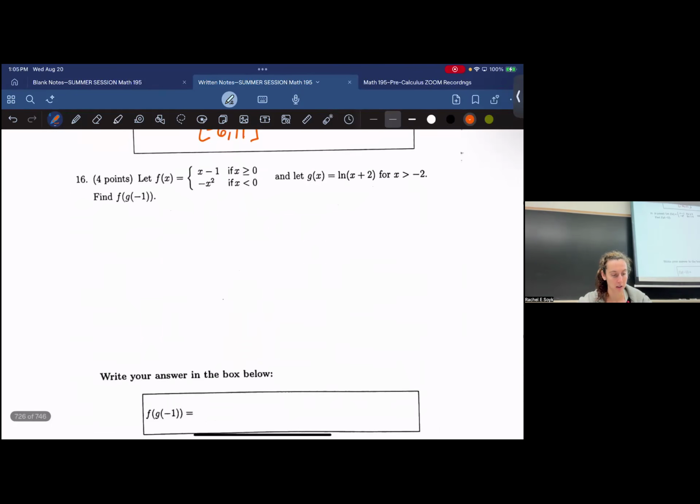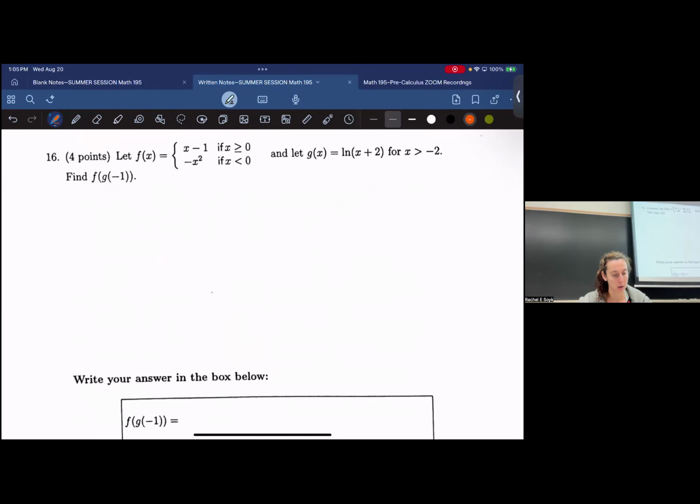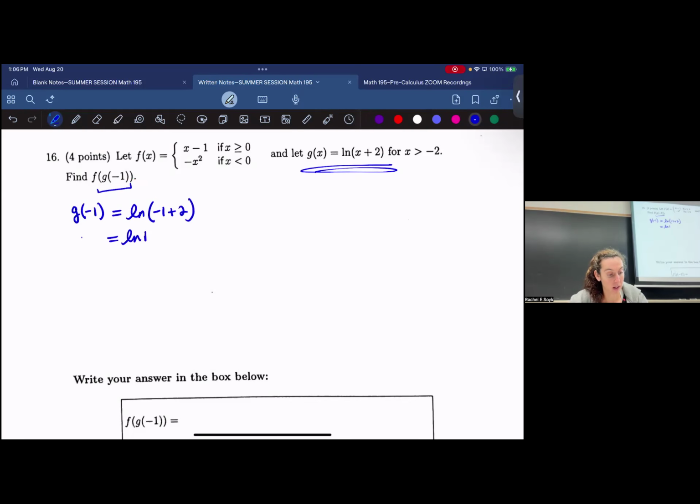Question 16, we have a piecewise function, and we're dealing with solving a composition. So, do what's inside first. We want to evaluate what is g of -1. This is our g function. It's just ln of -1 plus 2, which is ln of 1. And what's our famous fact of ln of 1? ln of 1 is 0, right?